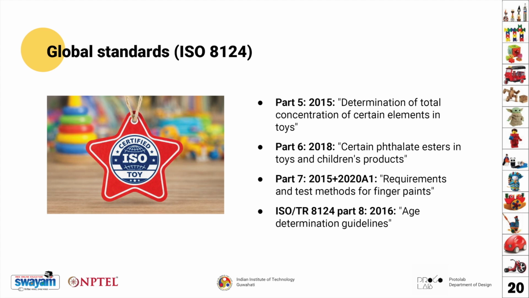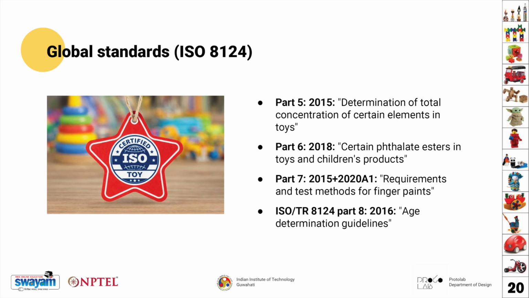Part 5 is determination of total concentration of certain elements in toys. Part 5 is associated with Part 3, migration of certain elements. It defines a method for determining the total concentration of the elements specified in ISO 8124 Part 3. Any material with total concentration limit below the prescribed threshold can also be considered in conformance with Part 3 of ISO 8124.